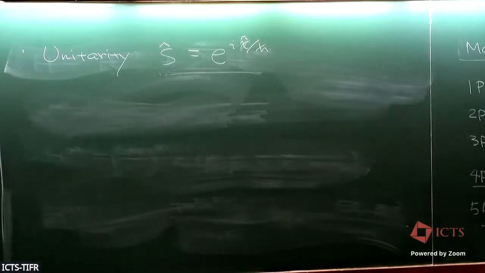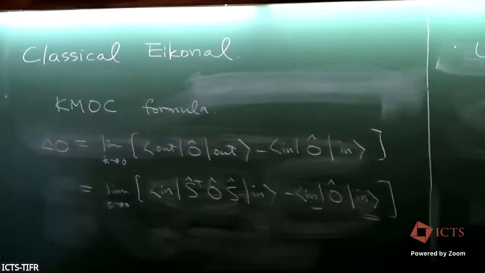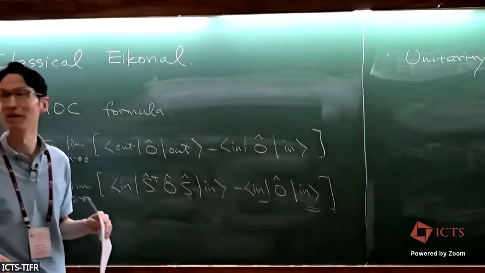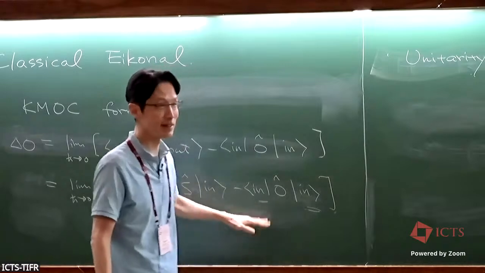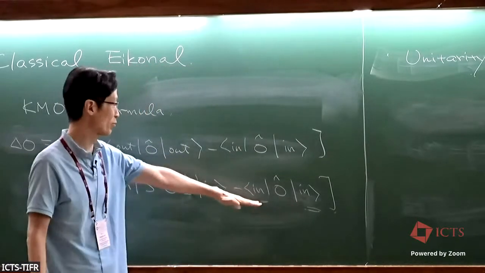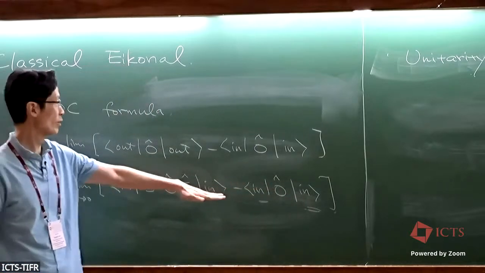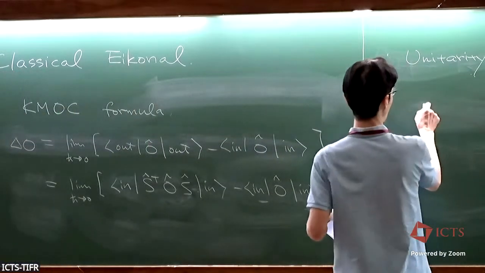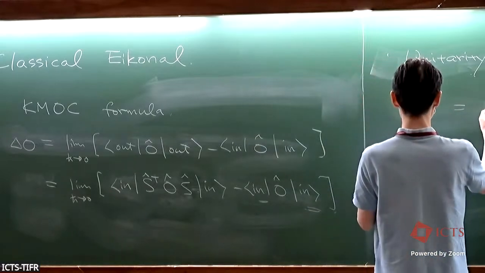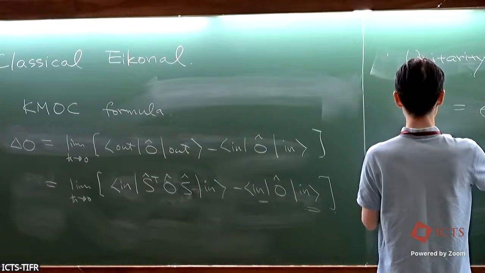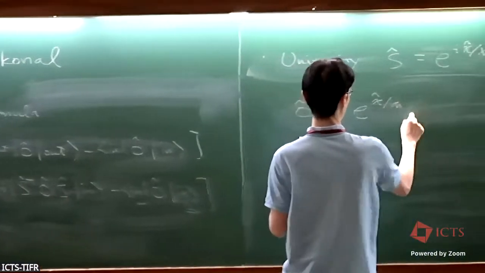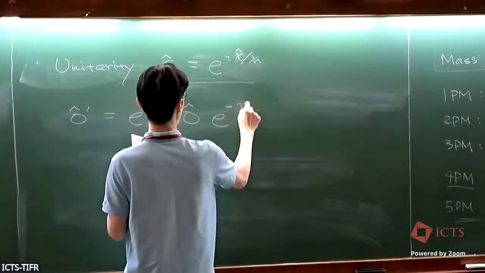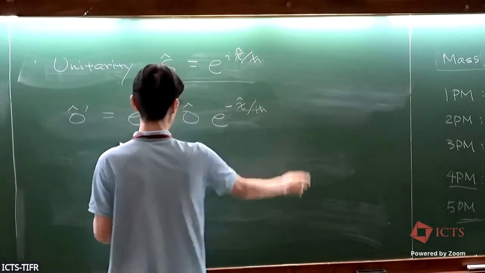So, the incoming states should be carefully prepared to mimic classical mechanics in quantum mechanics. But let's not worry too much about this state. Let's just focus on the difference between the operator on the incoming side and on the outgoing side. Then the outgoing operator is the conjugation of the original operator. Now I put i in the denominator inside the exponential.